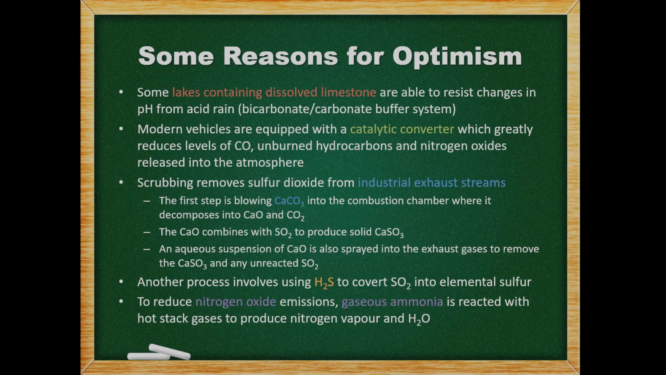Fortunately, there are some reasons for optimism. Some lakes containing dissolved limestone are able to resist changes in pH from acid rain. Modern vehicles are equipped with a catalytic converter, which greatly reduces levels of carbon monoxide, unburned hydrocarbons, and nitrogen oxides released into the atmosphere. The scrubbing process removes sulfur dioxide from industrial exhaust streams by using calcium carbonate. Other processes involve using hydrogen sulfide to convert sulfur dioxide into elemental sulfur, and using gaseous ammonia to reduce nitrogen oxide emissions.